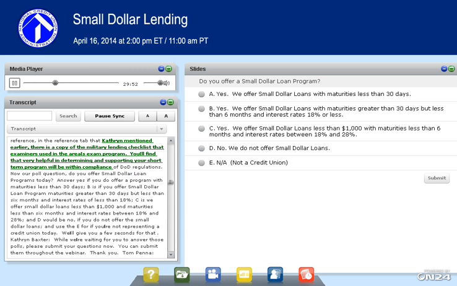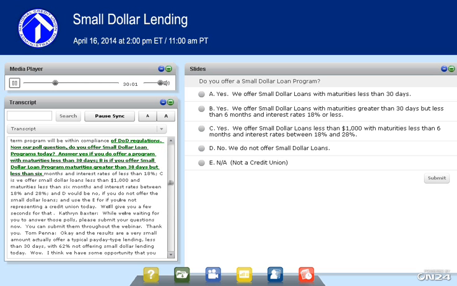You'll find that very helpful in determining and supporting that your short-term program will be within compliance of DoD regulations.